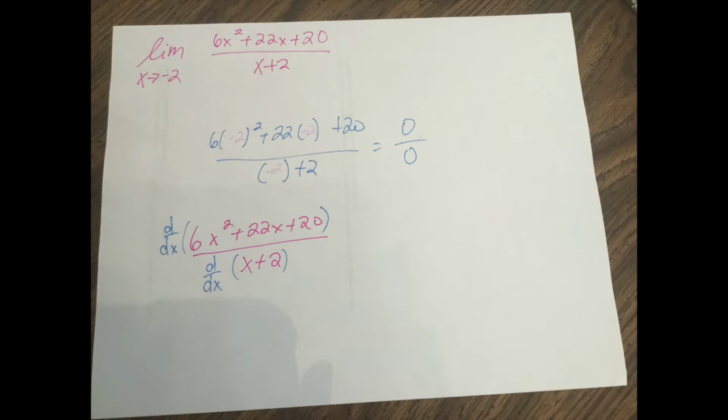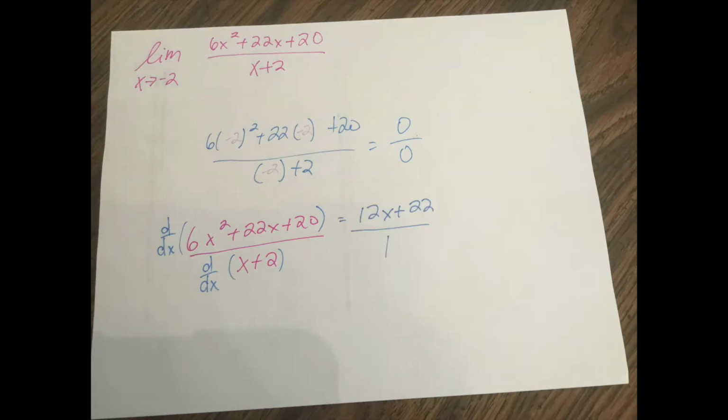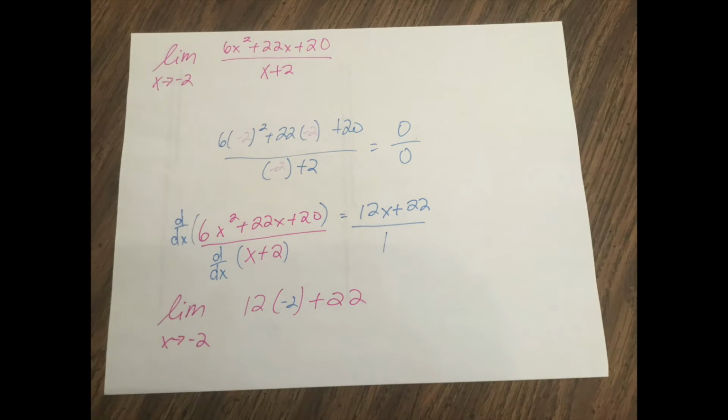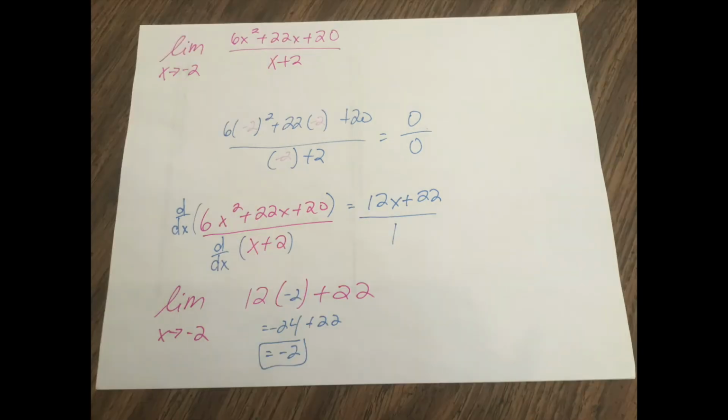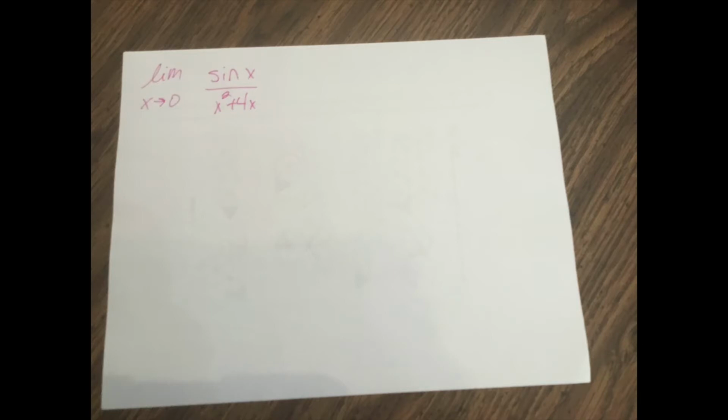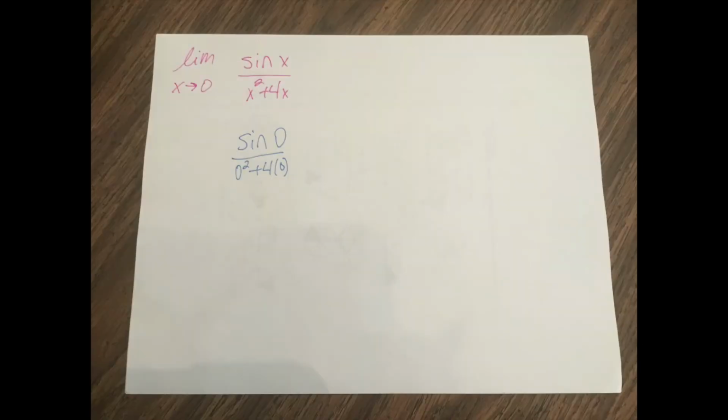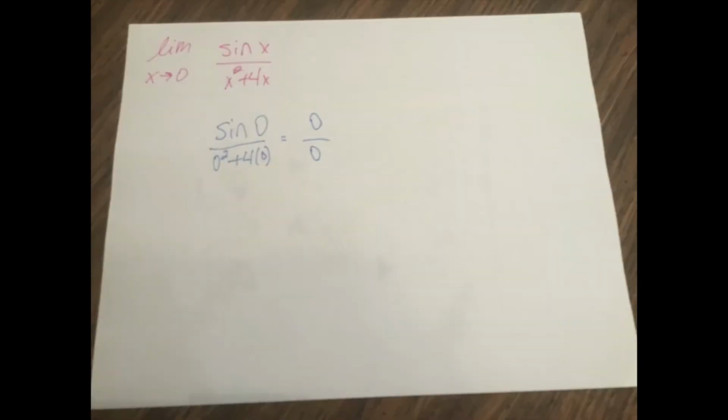So we're going to do the derivative of the numerator and the derivative of the denominator. So then we plug in the negative 2 and see what we get. And that's your answer. So here's another example. They're not only going to be polynomials whenever we do this. We do have to do direct substitution.